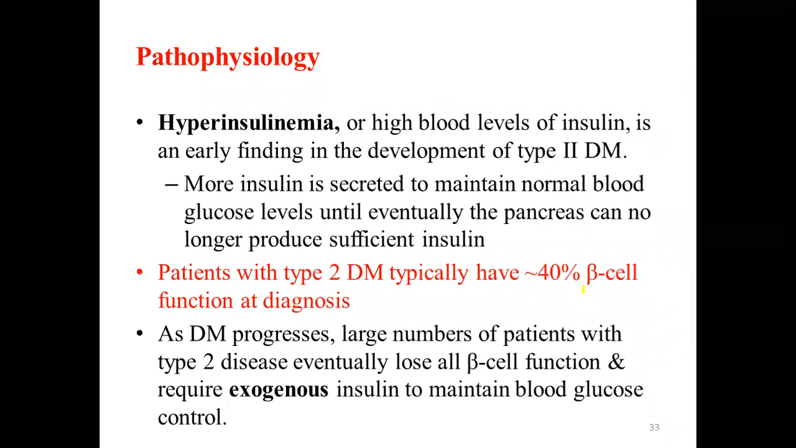So in cases of type 2 DM, we can see the level of insulin becomes very high endogenously, hyperinsulinemia, or a high blood level of insulin. This is a very common finding in the development of type 2 DM, because as a result of insulin resistance, the body tries to produce more insulin to maintain the blood sugar level. But mostly when a patient has type 2 DM, at the diagnosis about 40% of the beta cell function is normal. So 40% of the beta cell function is actually normal.